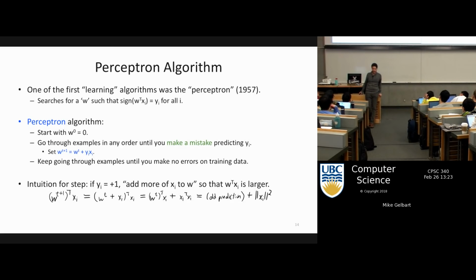So I made a mistake. I was supposed to output some positive thing bigger than 0, but I outputted less than 0. So I'm wrong. By adding x to w, and I just try again, I will get something hopefully bigger. I guess if x is 0 it would not be, but let's assume the x are non-zero. Then I get something bigger, and now I should do better. It doesn't mean I'm going to get it right, because maybe I didn't increase it by enough. But if I keep doing this over and over again, I'll eventually converge, and you can prove this.